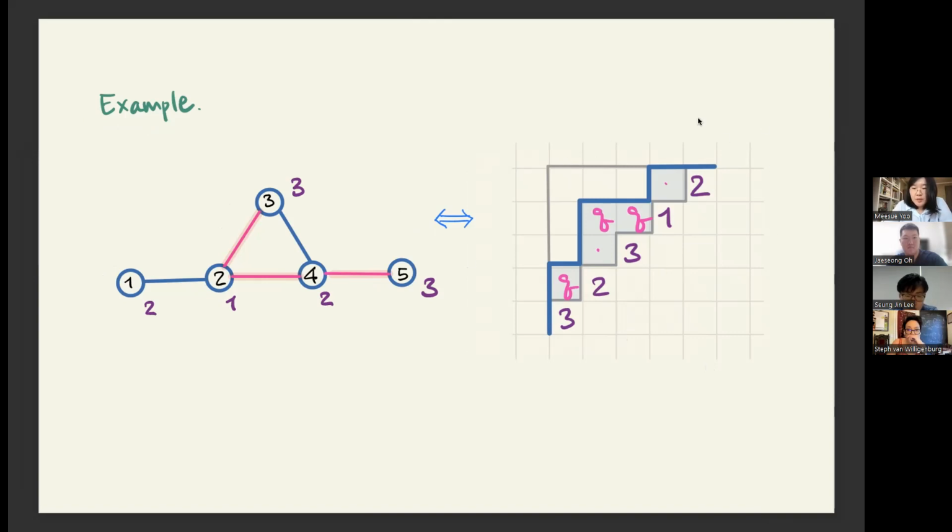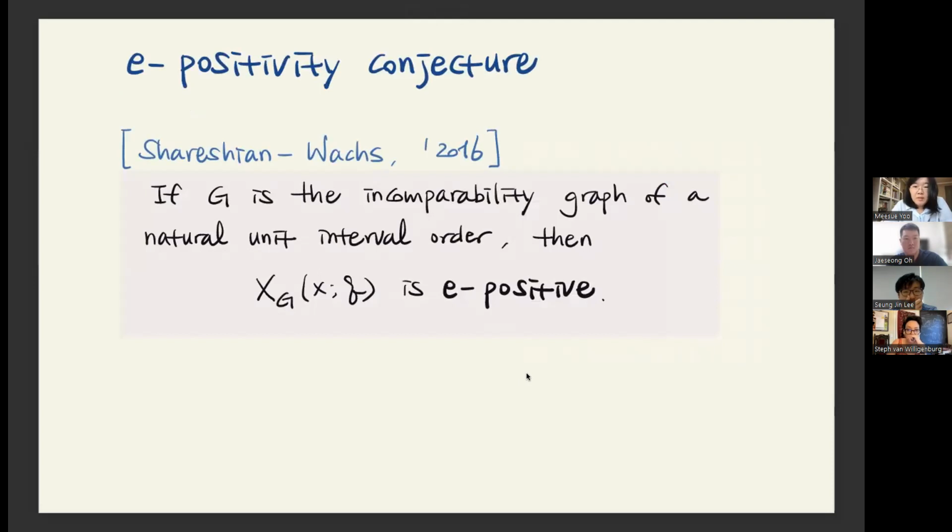So we consider all possible proper colorings over this thick path picture and add them up, then you get the chromatic quasisymmetric function corresponding to this graph. And the reason why I consider only this incomparability graph coming from the natural unit interval order is because of this e-positivity conjecture of Shareshian and Wachs.